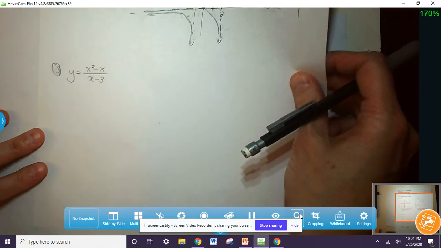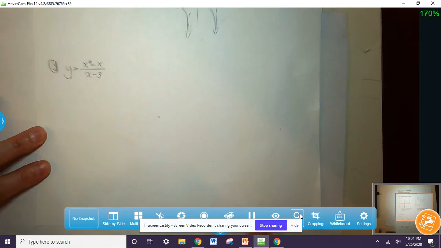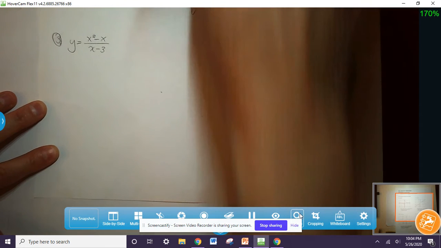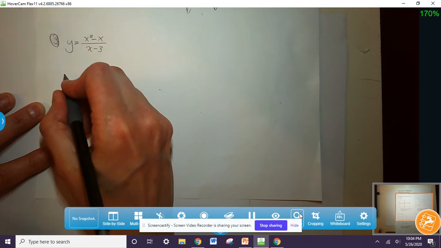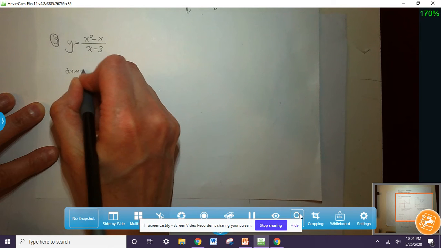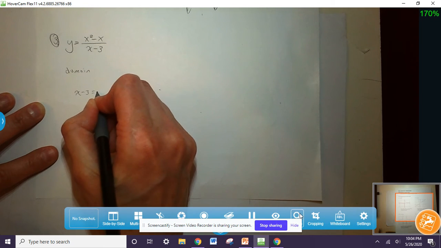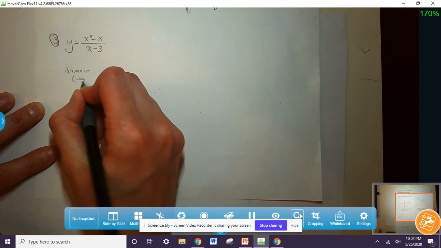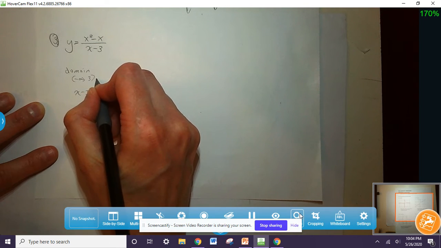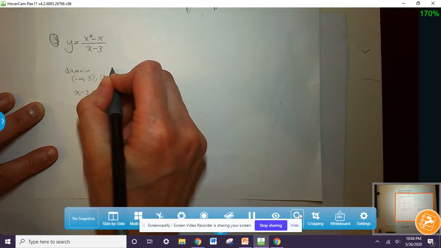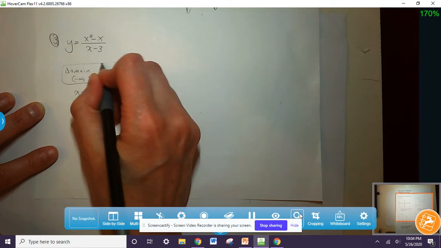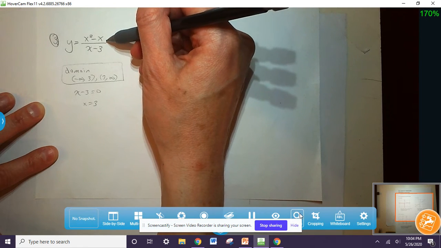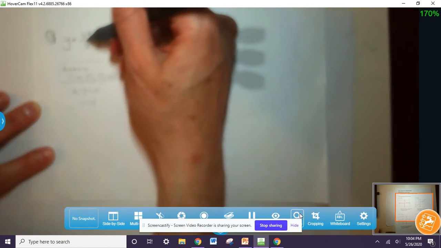And that's number 3. So for number 3, same instructions as the previous ones. To find the domain, we're going to set the denominator equal to 0 and solve. And any real zeros have to be excluded from the domain. So the domain is all real numbers except 3. And once again, that should really make sense because we know from our work back in chapter 1 earlier in the year, when you have a fraction, the denominator can't be 0 because you'd be undefined.